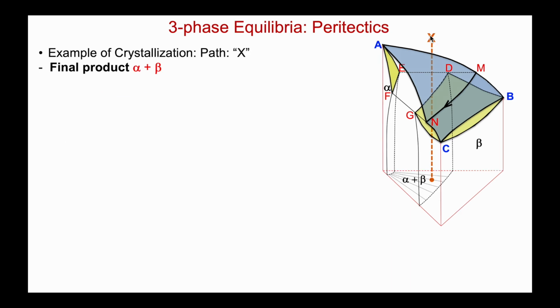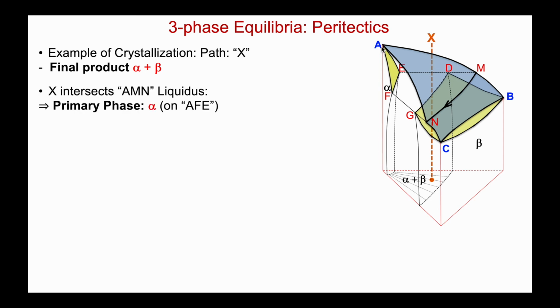Let's have a look at the liquidus surface and see where X cuts through it. We can see that X is going to intersect the AMN liquidus, and the primary phase for this liquidus is alpha. So alpha lies on AEF. Let's just add a tie line that connects those two coexisting phases. So the first composition of alpha that's formed is shown here, and this is my liquid composition on that liquidus surface.